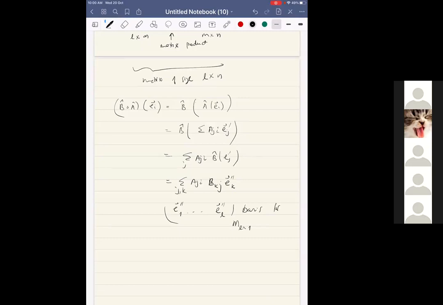Okay. So now if you look at this, this is sum B_kj A_ji, sum over J. This is the whole point. A_ji. Sorry, one second. B_kj. What have I done?